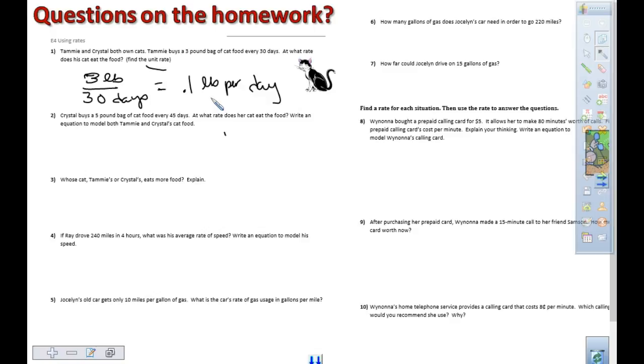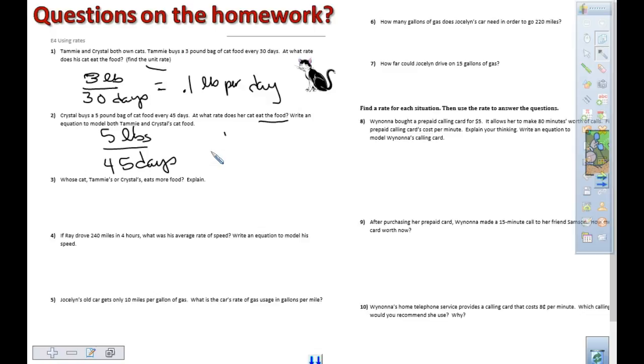So now we're looking at Crystal, and she has a 5-pound bag of food, and she knows she can spread it out over 45 days. And it says, at what rate does her cat eat the food? So we are looking at the food, which in this case is 5 pounds per 45 days. On Monday's quiz, I am going to give you a rate in a sentence kind of like this. One of the first things you have to do is change it to a unit rate, just like we're doing for both of these.